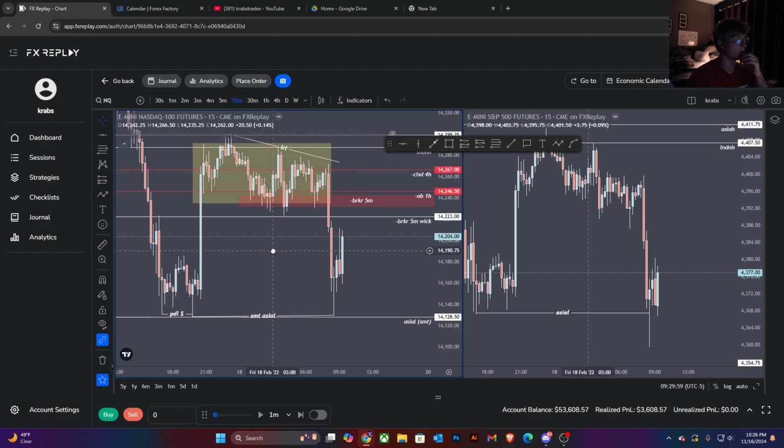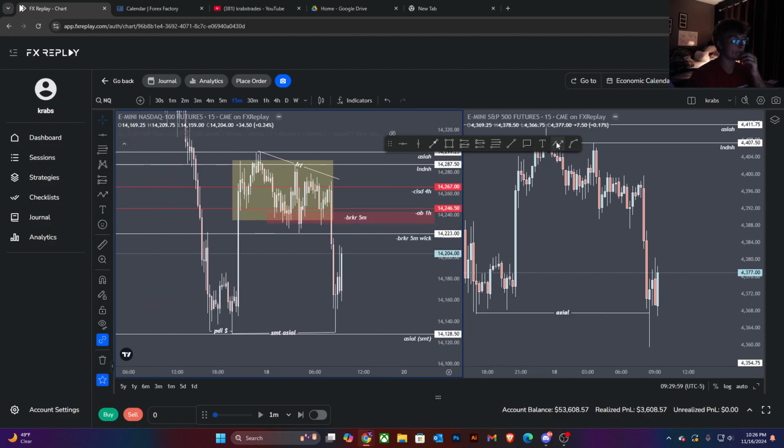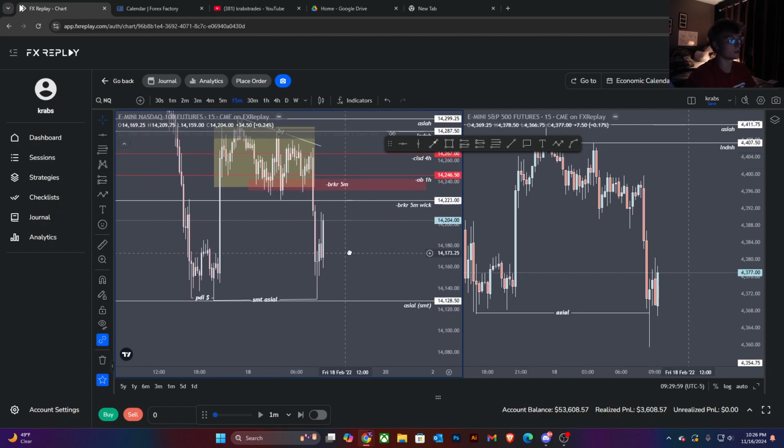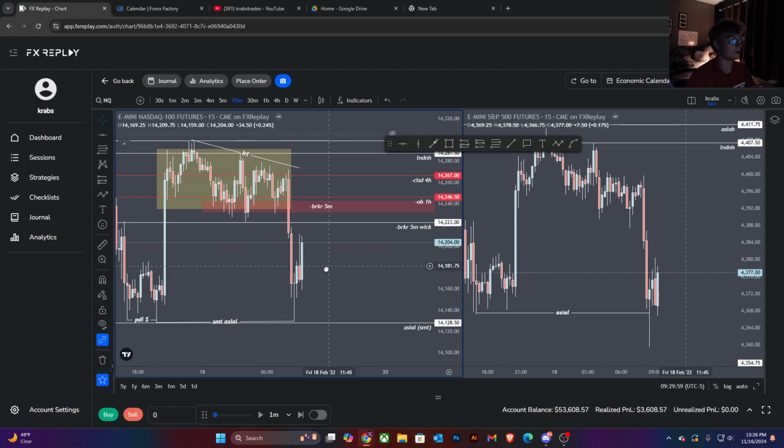But yeah, this could also be an AMD right now. Had this SMT at Asia. Could definitely run higher towards this low resistance liquidity. Accumulation highs here, London high. But yeah, SMT could deliver us higher there at open.